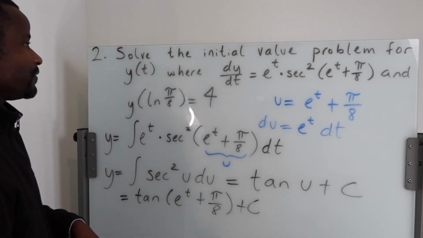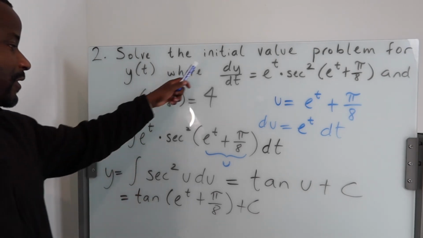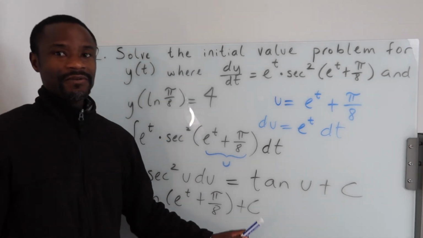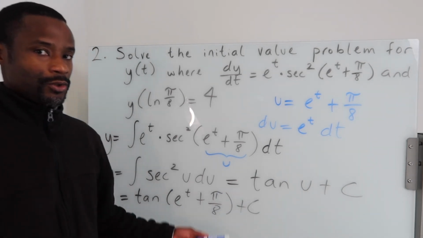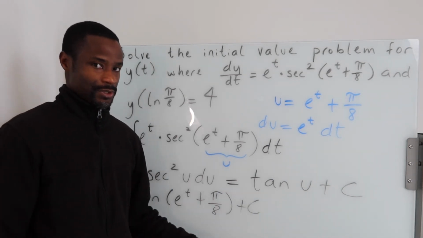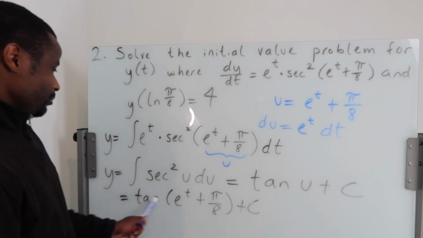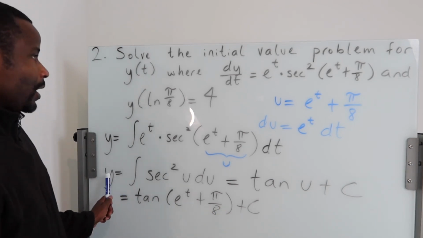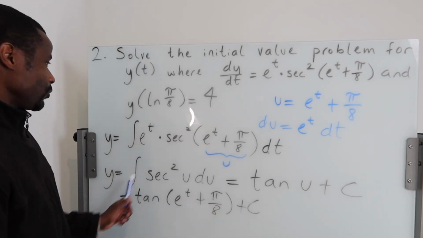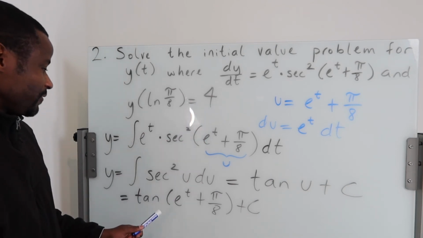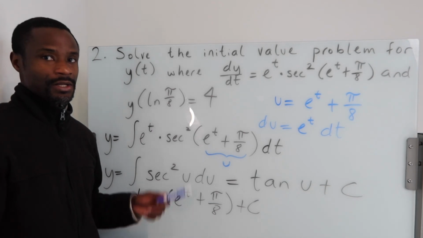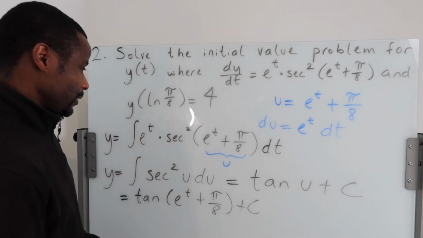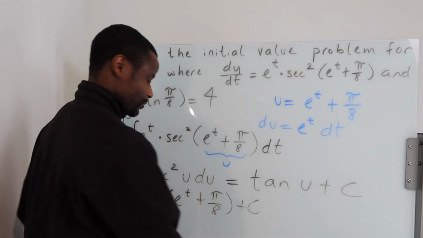Now we have an initial value problem. For initial value problems, we cannot leave any constants of integration. We must figure out what they are. And all we do to find them is just substitute. So we simply plug in, for y, we plug in what we're given. For y, we plug in 4. And then for the independent variable, we plug in natural log of pi over 8. Do the math, and we'll figure out our c. Let's go ahead and do that.